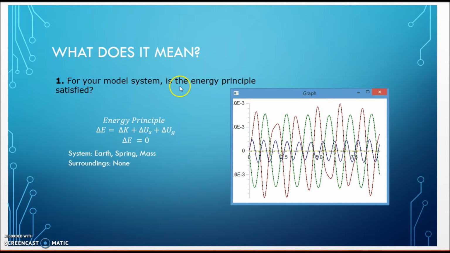What does it mean for your model system? Is the energy principle satisfied? Yes, it is. The work done by our surroundings does equal the change in energy, and since there is nothing in our surroundings, since the Earth, the spring, and the masses are in the system, the change in energy should be 0, and that is shown by the yellow line, and it does indeed equal 0.